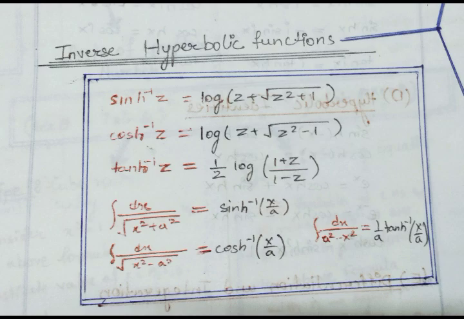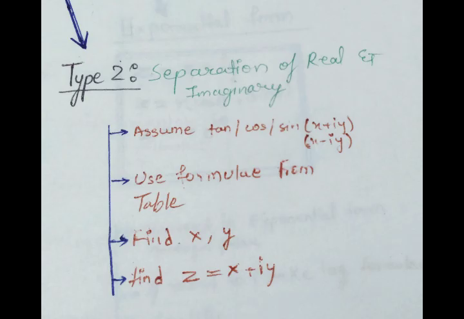So now, after the two steps, that is, the first step was to assume tan, cos, sin of x plus iy, x minus iy, we will be assuming that. Now, from implementing formulas from the table, the third step is finding x and y by simply separating both the real and imaginary parts. We will be getting the values of x and y, and then we will find z is equal to x plus iy.